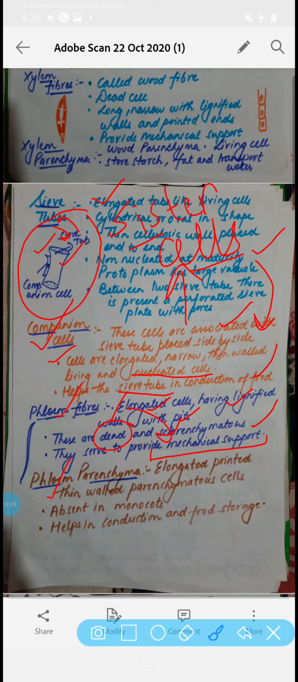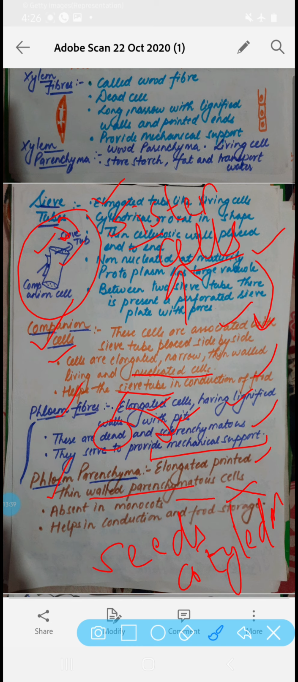Clear? Now the next one is phloem parenchyma. It is a kind of parenchyma cell. They are elongated, pointed structures, thin-walled parenchymatous cells, and phloem parenchyma is absent in monocots. Monocots are the seeds having one cotyledon, like maize, wheat, rice.